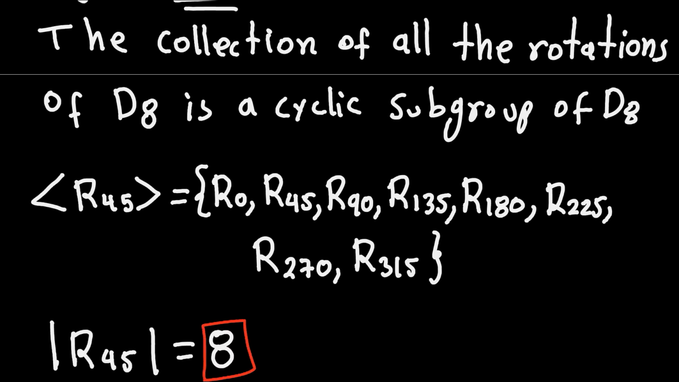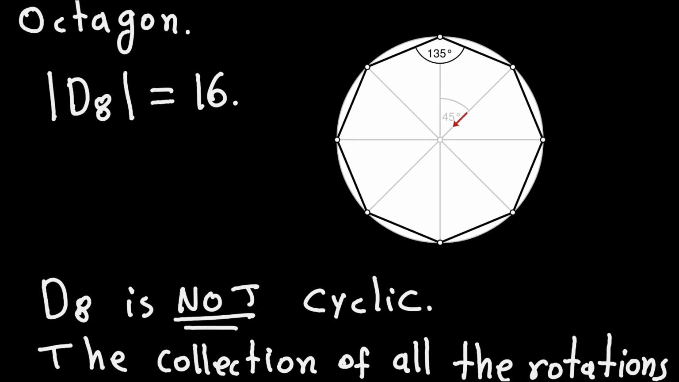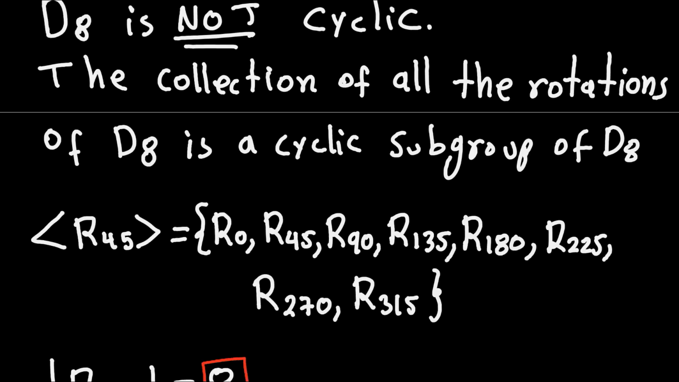And that cyclic subgroup is actually generated by R45, the rotation of 45 degrees counterclockwise, and you can see why here from the picture. You just rotate one time 45 degrees, another time that would be 90, and the third time is going to be 3 times the 45 degrees, and so on. So it's going to be generated by R45.